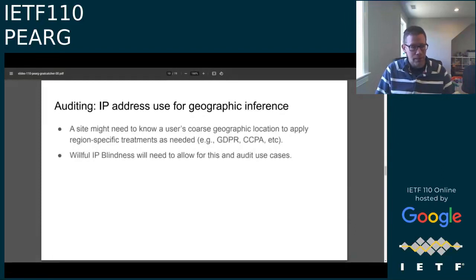IP addresses are also used for rough geographical inference. A site might need to know roughly where a user is to apply region-specific treatments. So think GDPR or CCPA. And so willful IP blindness needs to allow for that and needs to audit to make sure that only coarse geographic location is used and is only used for applying these region-specific treatments that are necessary.